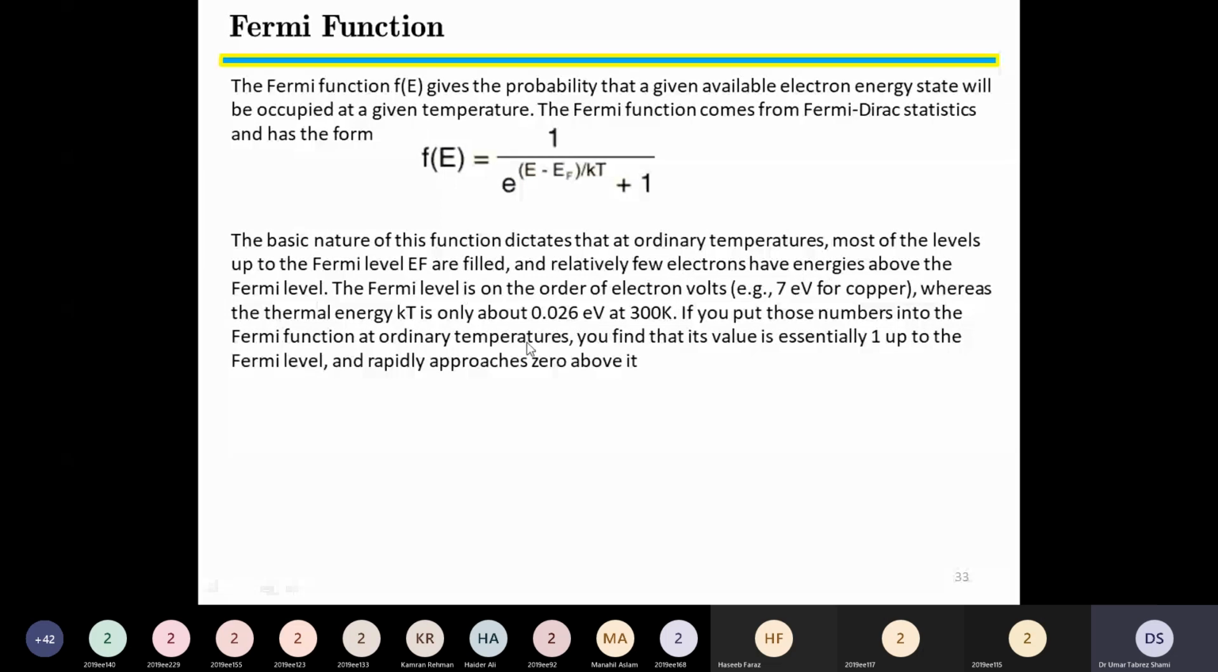The Fermi level is on the order of electron volts. For example, 7 electron volt for copper, whereas the thermal energy kT is only about 0.026 electron volt at 300 Kelvin. If you put those numbers into the Fermi function at ordinary temperature, you will find that the value is essentially 1 up to the Fermi level and rapidly approaches 0 above it.